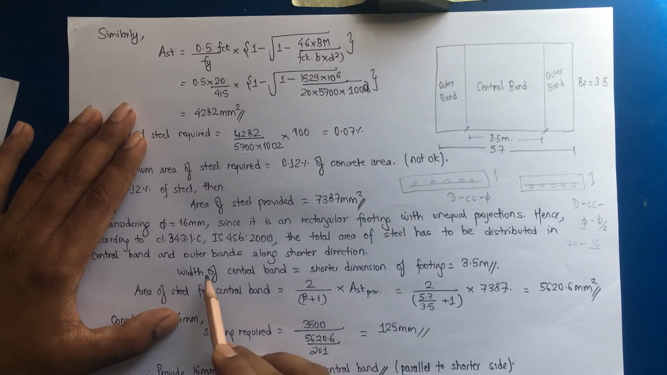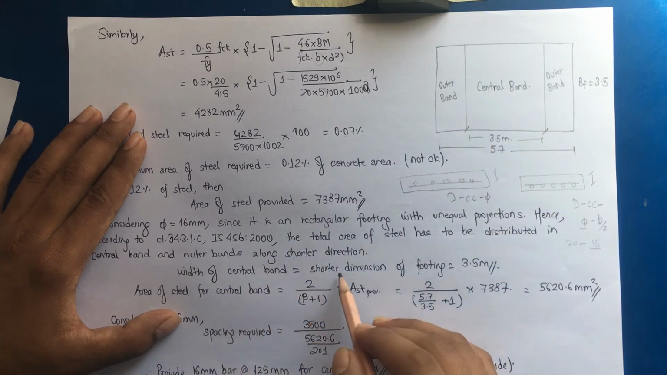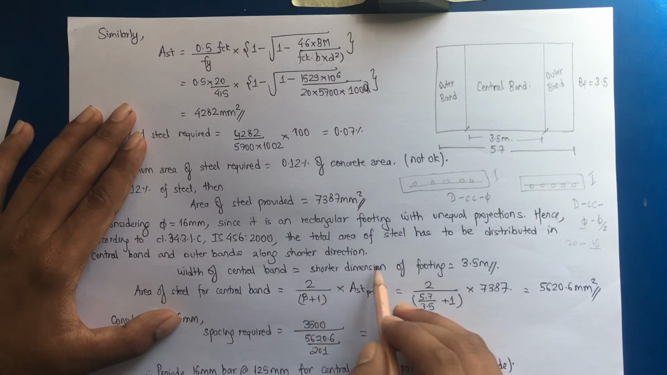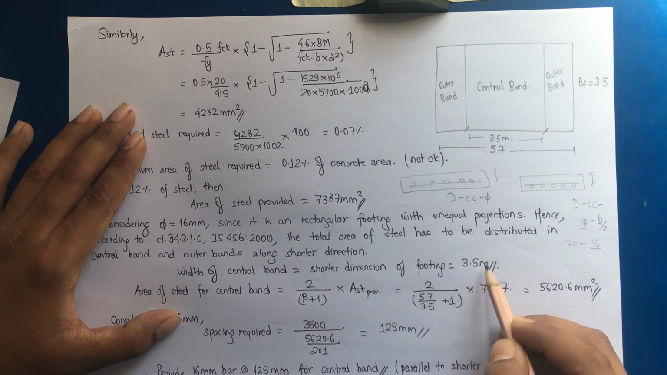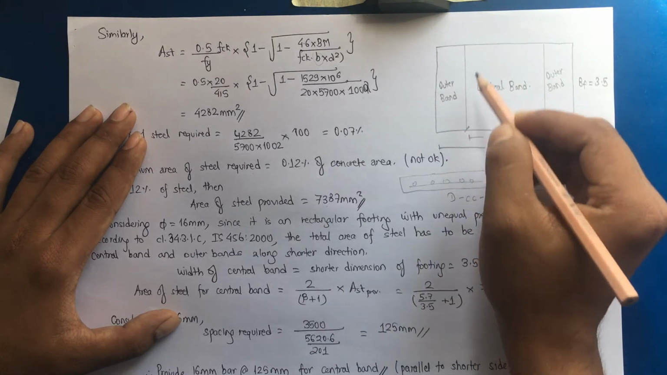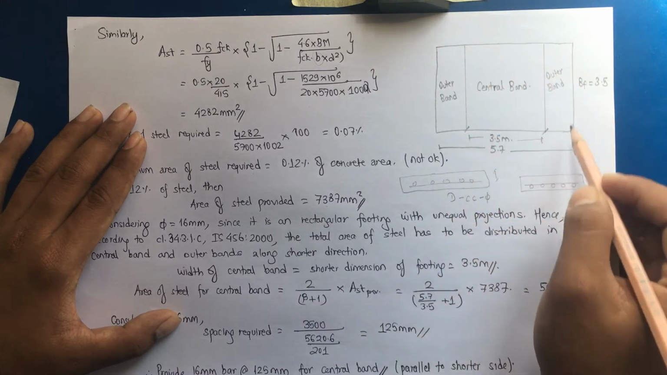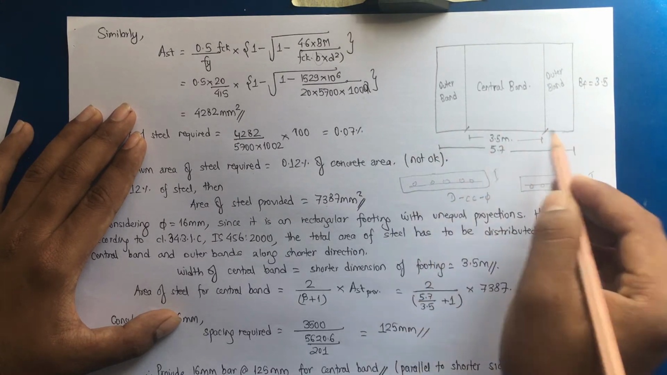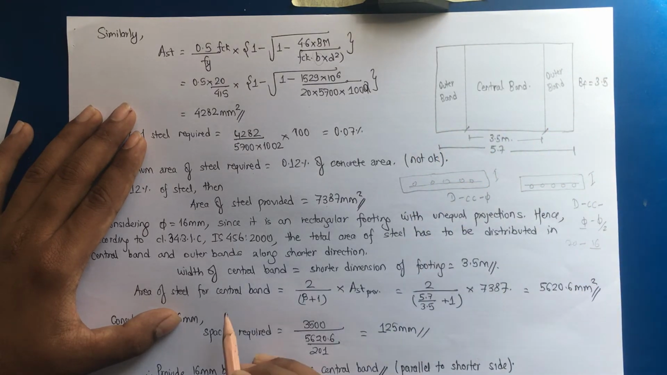So the width of the central band should be equal to the width of the footing, that is the shorter dimension of the footing, and this will be equal to 3.5 meter, and the reinforcement will be placed parallel to the short direction, that is along the longer edge.